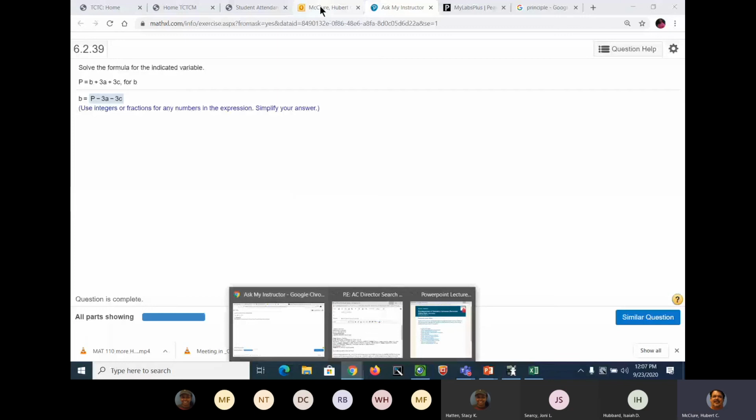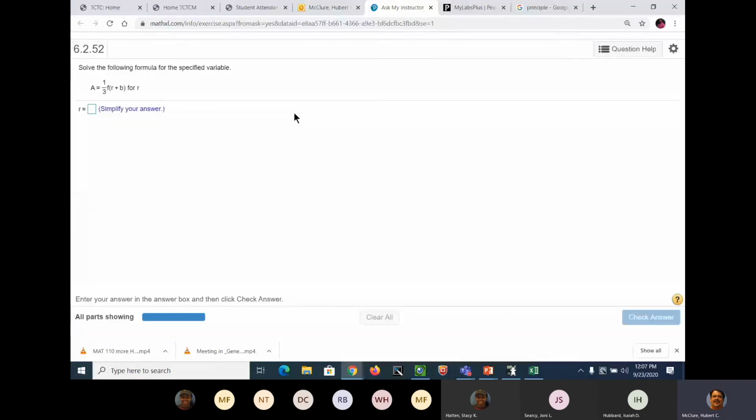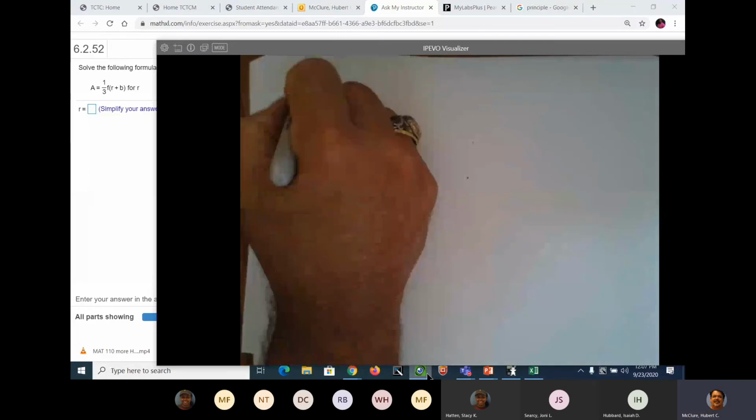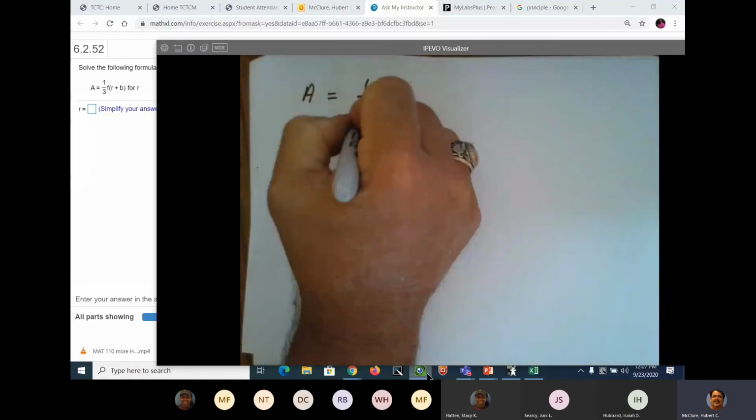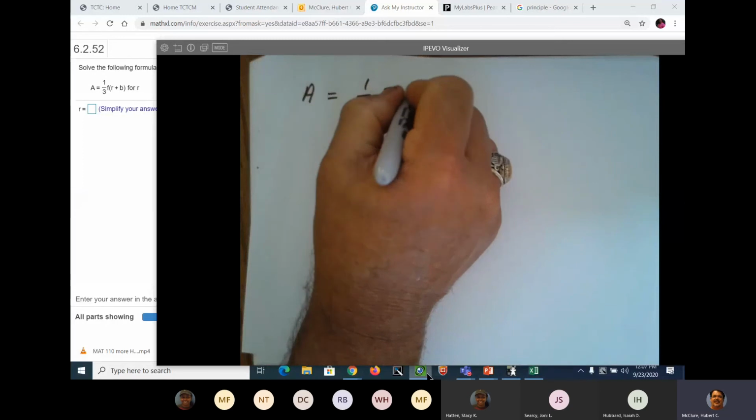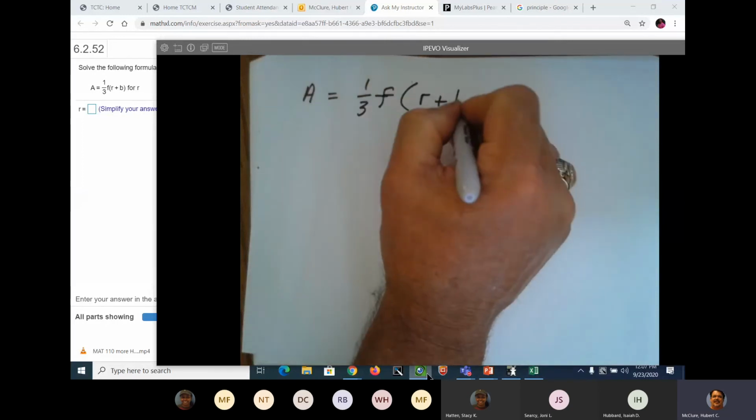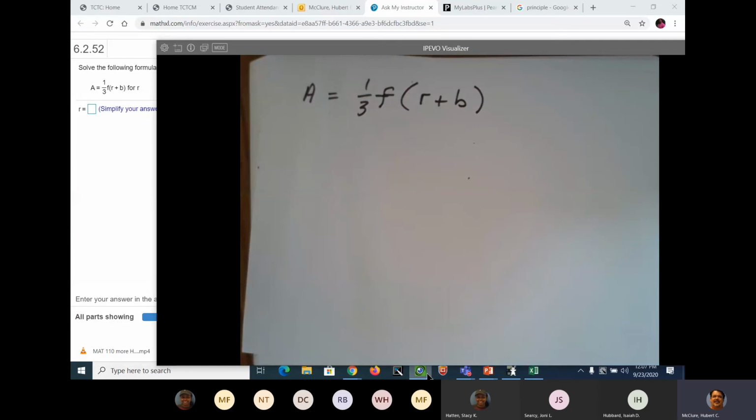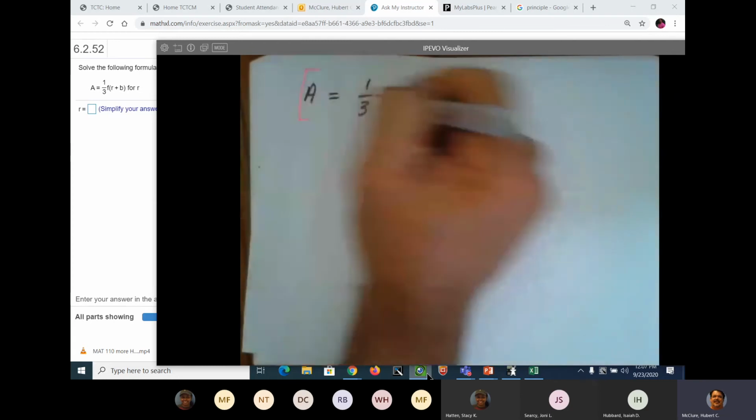6.252/6. We'll try to hurry up and get these last ones. There we go. Now we're doing a test question. A is equal to 1/3 F times R plus B. I'm not even looking to see what we're solving for because that's not my priority right now. My priority is to get rid of that fraction.